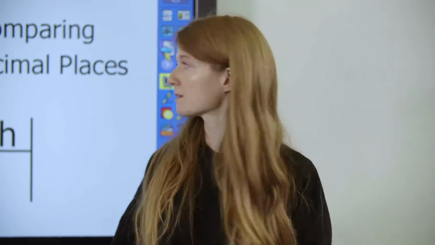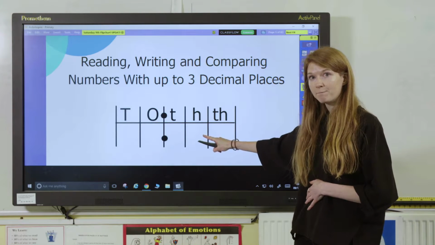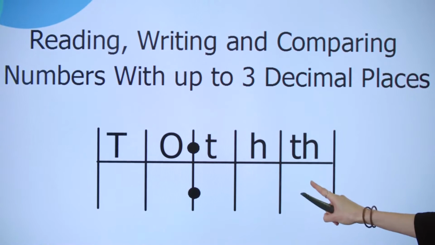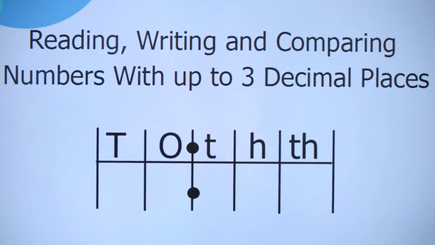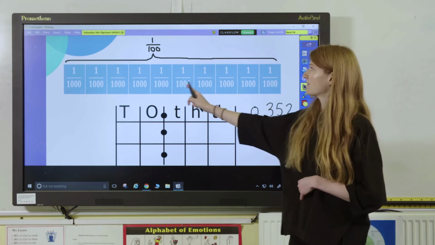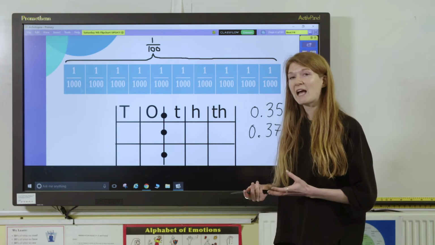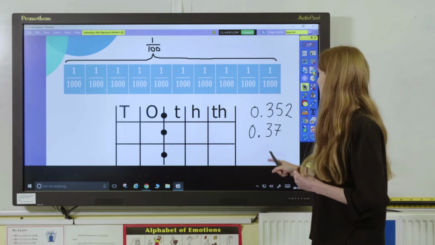But in order to compare numbers with up to 3 decimal places, they're also going to need to have an understanding of thousandths. The thousandths sit immediately to the right of the hundredths column, and so we know that there are 10 thousandths in a hundredth. If we look at a pictorial representation of that, we can see that our 10 thousandths make up 1/100th. So let's have a look at how we would write one of these decimal numbers.